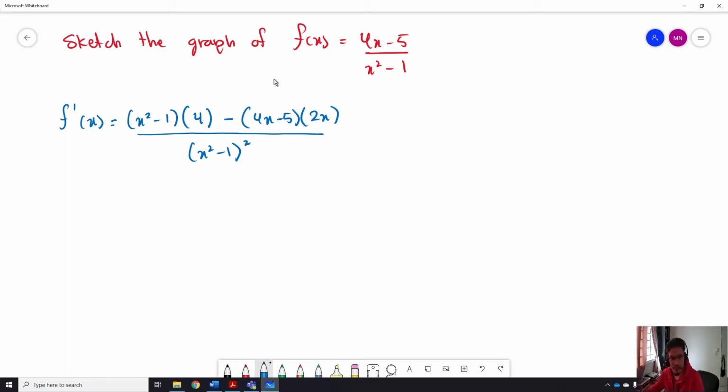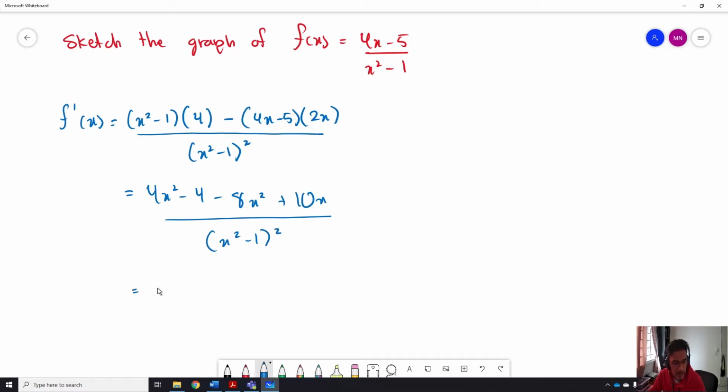So then we have 4x² - 4 - 8x² + 10x over (x² - 1)². So then we have (-4x² + 10x - 4) over (x² - 1)².